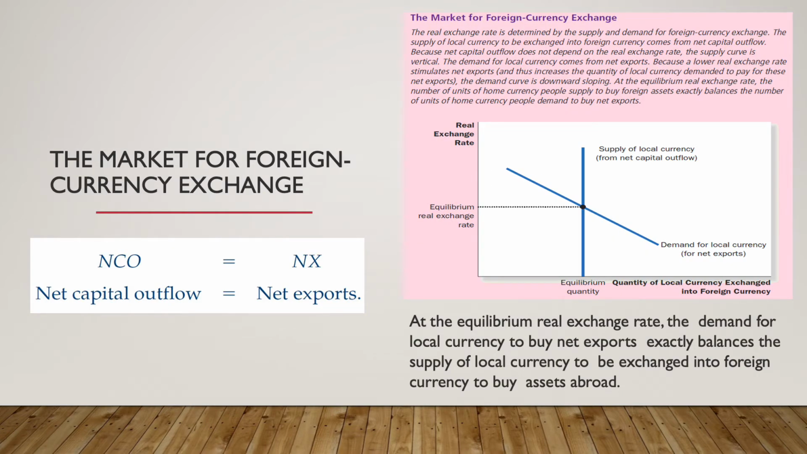And the market for foreign currency exchange. There is also an equation: net capital outflow is equal to net exports. And from the right side graph, we can clearly see the demand curve for foreign currency is downward sloping, because a higher exchange rate makes domestic goods more expensive. But the supply curve is vertical because the quantity of dollars supplied for net capital outflow is unrelated to the real exchange rate. So at the equilibrium real exchange rate, the demand for local currency to buy net exports exactly balances the supply of local currency to be exchanged into foreign currency to buy assets abroad.